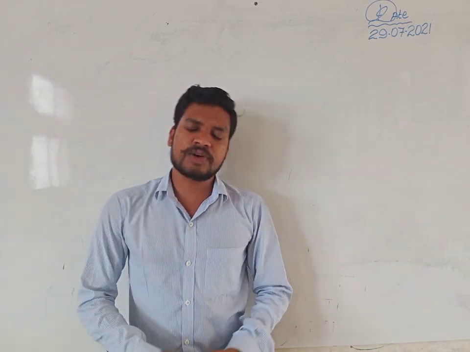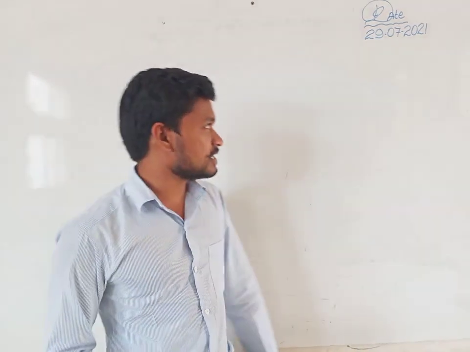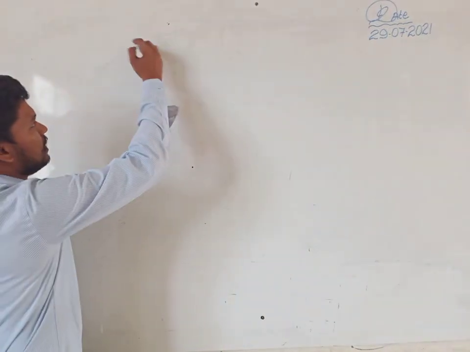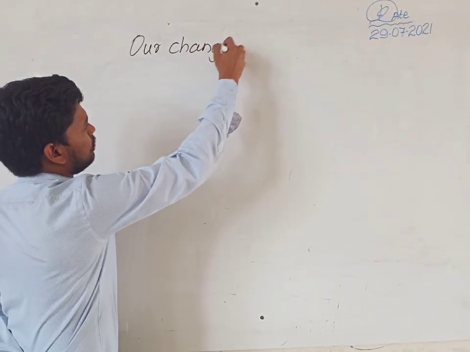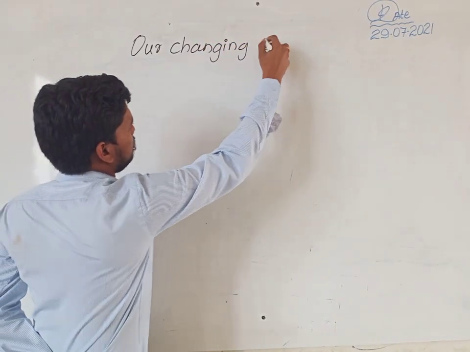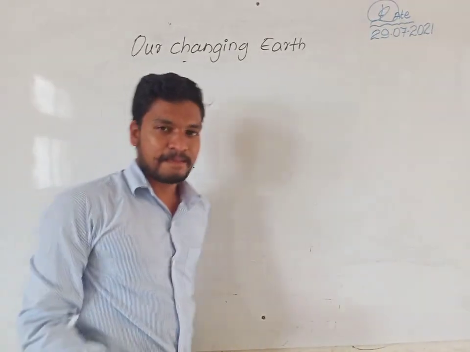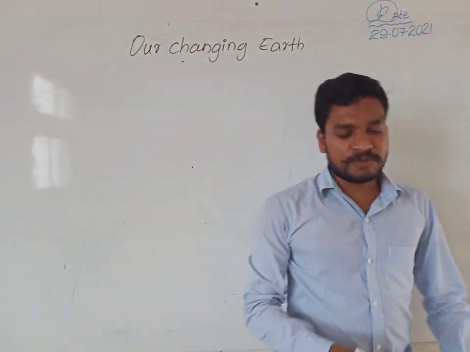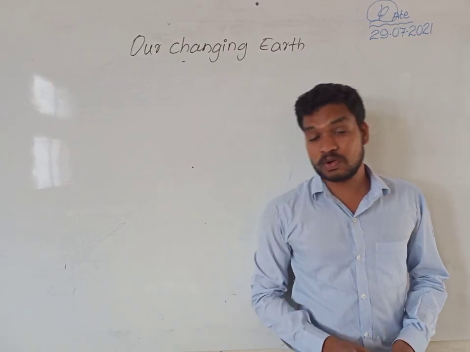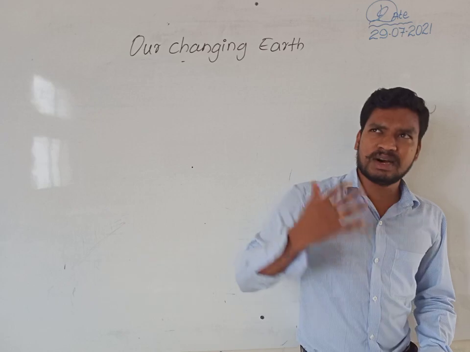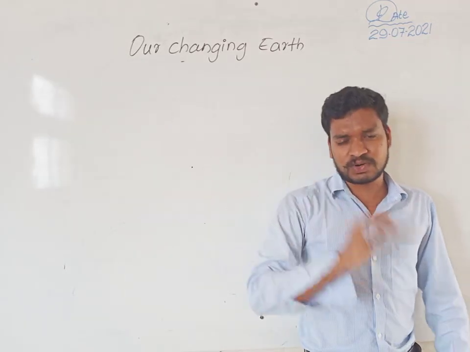We'll discuss. So what are we going to discuss in this class? We are discussing our third chapter, about our changing earth. Our earth is continuously under change. 100 crore or 200 crore years ago, our earth condition was not like this.